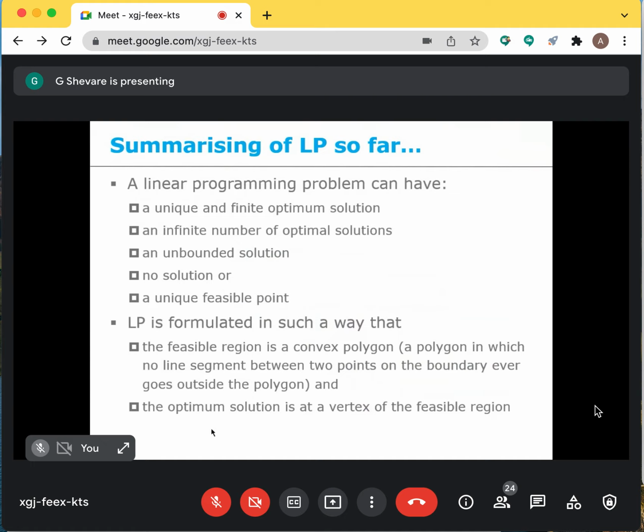To summarize so far, purely based on 2D problems, the following happens. A linear programming problem can have a unique and finite optimal solution. That is the one possibility. The second possibility is that it can have an infinite number of optimal solutions. That happens when the constraint equation matches the expression for J. The third is that it can be an unbounded solution.